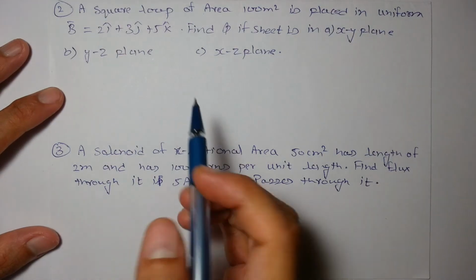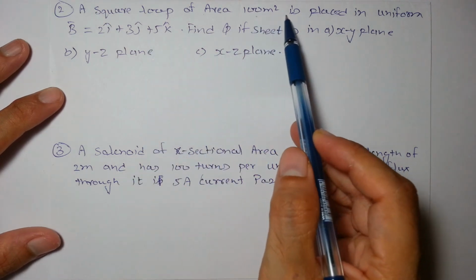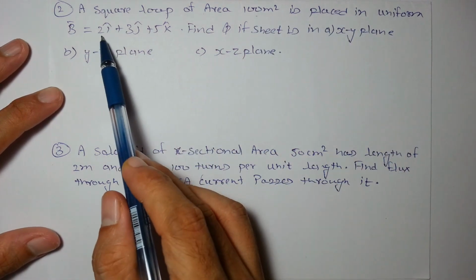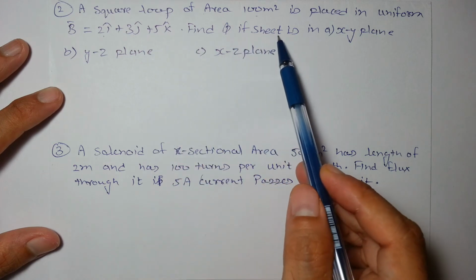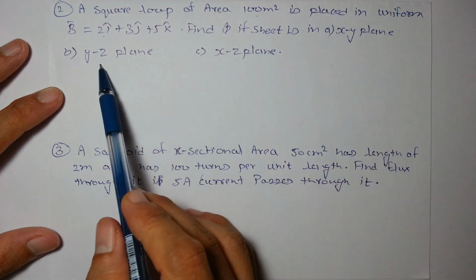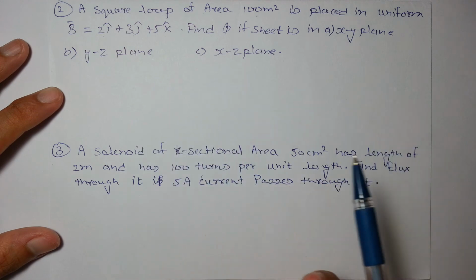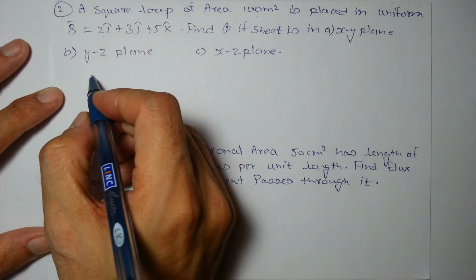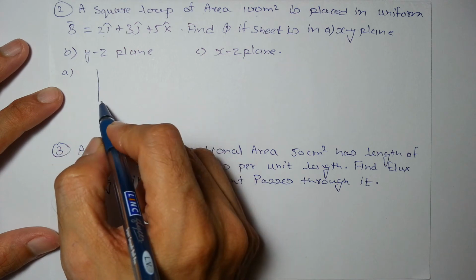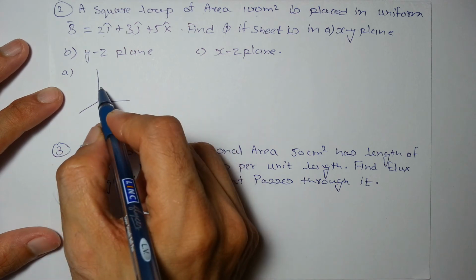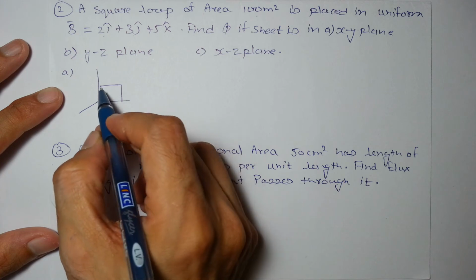In the next example, there is a square loop of area 100 meter square which is placed in a uniform magnetic field given by 2i plus 3j plus 5k. You have to find the flux if the sheet is in the XY plane, the YZ plane, or the XZ plane. Let us assume the first example: the sheet is in the XY plane.